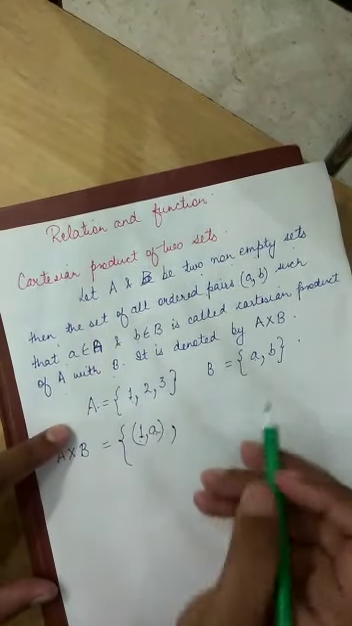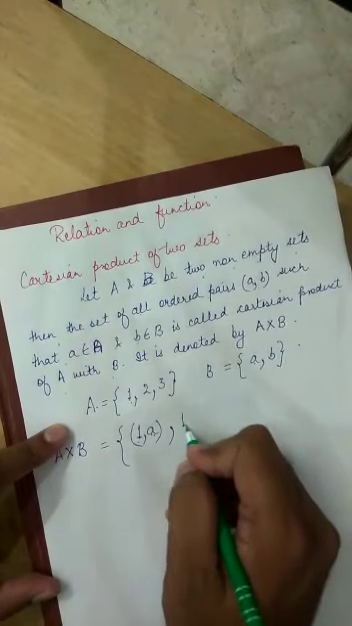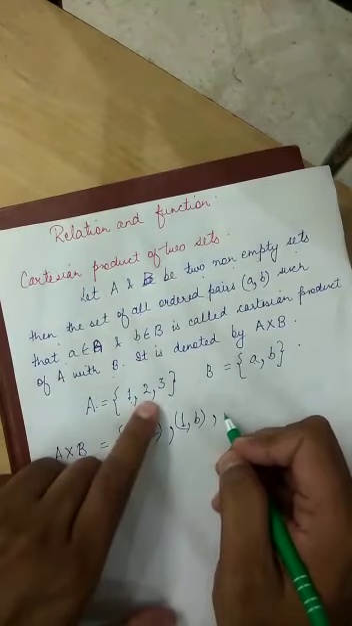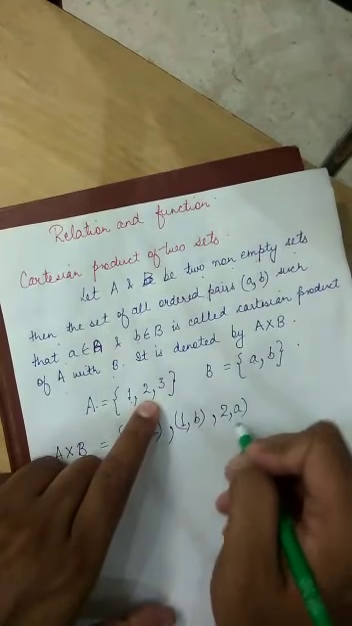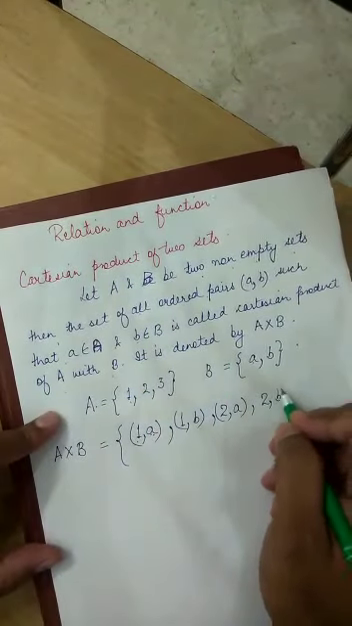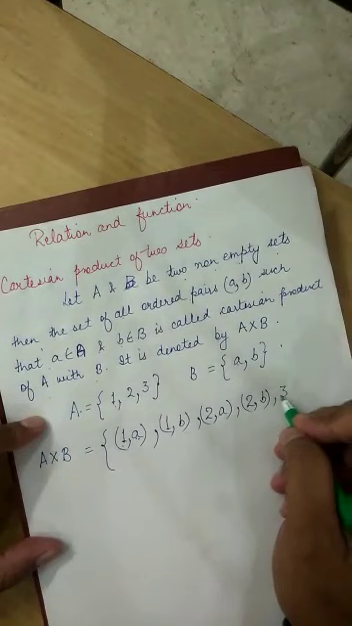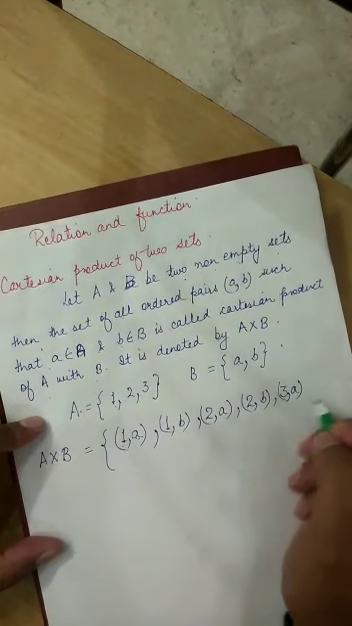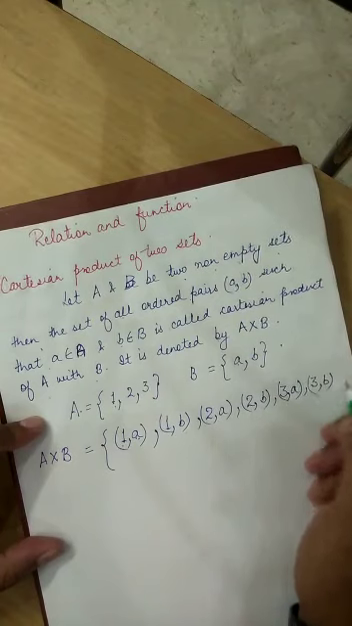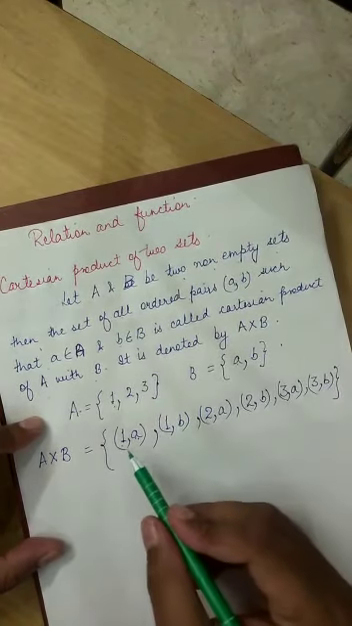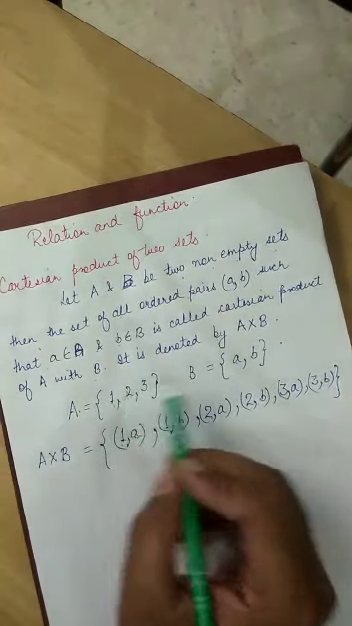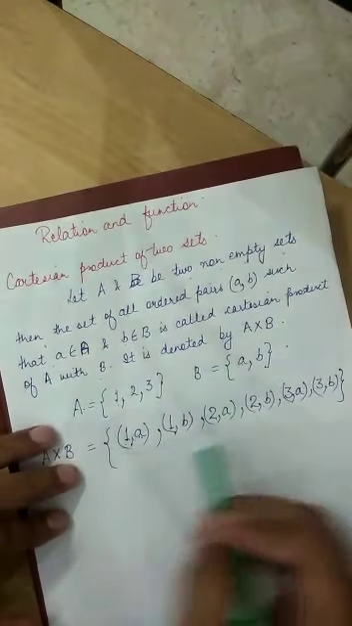So (1, a), then (1, b), then (2, a), (2, b), (3, a), and (3, b). So how many elements are there? 1, 2, 3, 4, 5, 6. A has 3 elements and B has 2. So 3 twos are 6 elements.